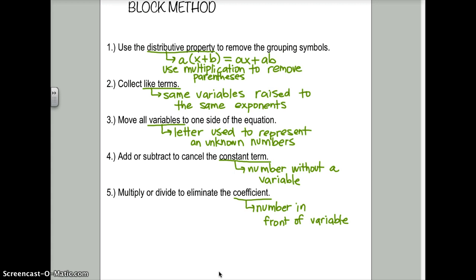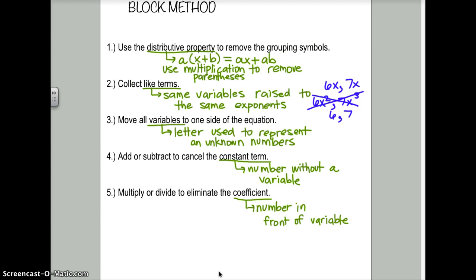Remember, a like term is anything that has the same variables raised to the same exponent. So when we're thinking about this, just a quick refresher, 6x, 7x, totally like terms. 6x squared, 7x to the third, totally not like terms. Okay? 6 and 7, once again, those aren't like terms. So you can put your numbers together and treat them like terms.